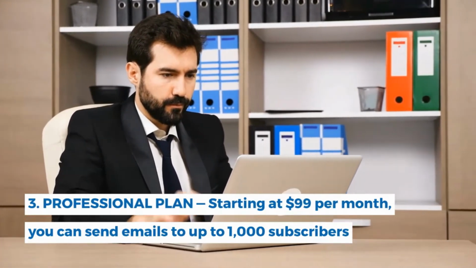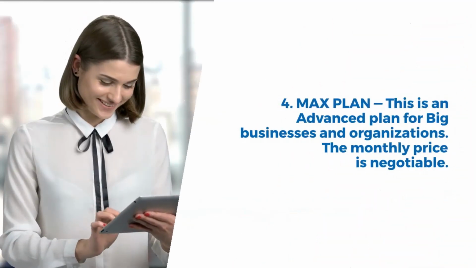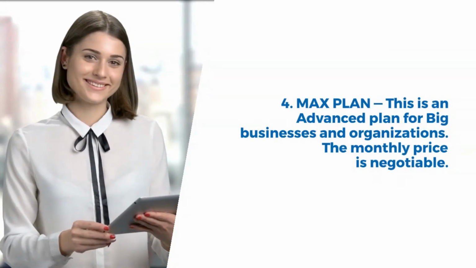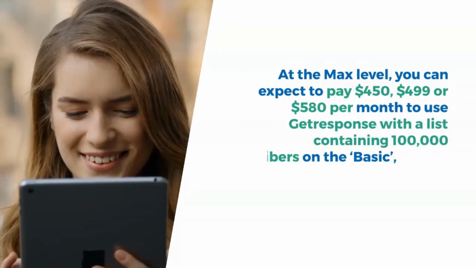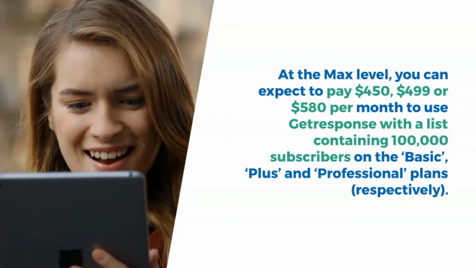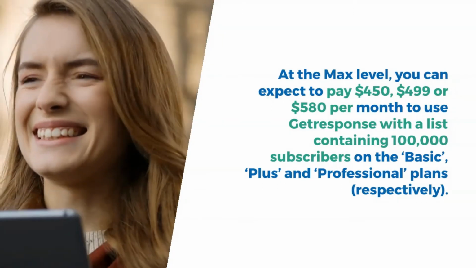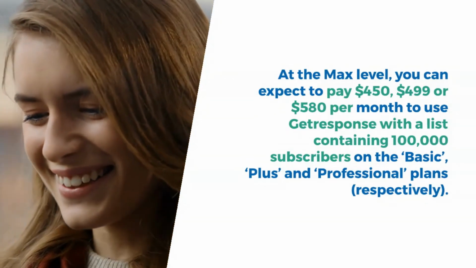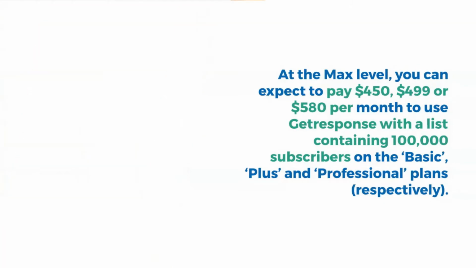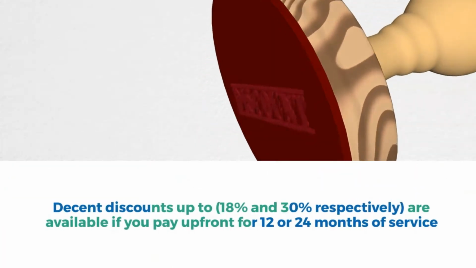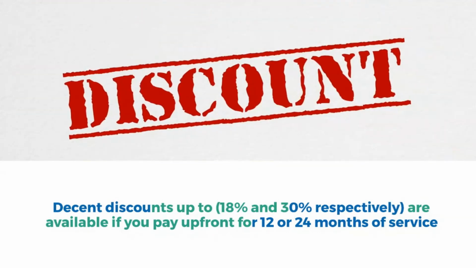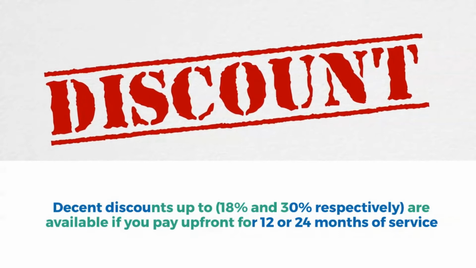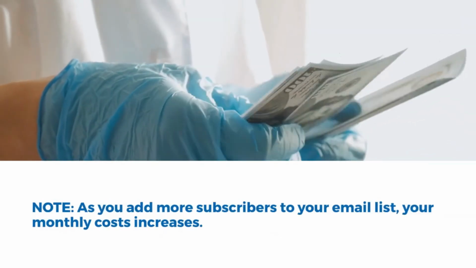4. Max plan. This is an advanced plan for big businesses and organizations. The monthly price is negotiable. At the max level, you can expect to pay $450, $499 or $580 per month to use Getresponse with a list containing 100,000 subscribers on the basic, plus and professional plans respectively. Decent discounts of up to 18% and 30% respectively are available if you pay upfront for 12 or 24 months of service. Note, as you add more subscribers to your email list, your monthly cost increases.